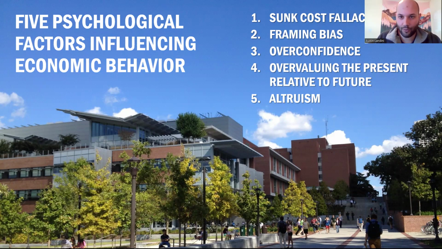much we like stuff. We can have sunk cost fallacies when we are too heavily considering the past and what we've spent before. You can have a framing bias where certain information causes us to think in a certain way about something. Overconfidence, maybe we think we know what we like, but we don't actually. Overvaluing the present relative to the future. Some people just are impatient and can't wait very much. And finally, altruism. Sometimes we don't only think about ourselves, we think about others as well.